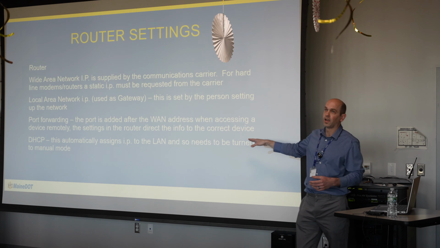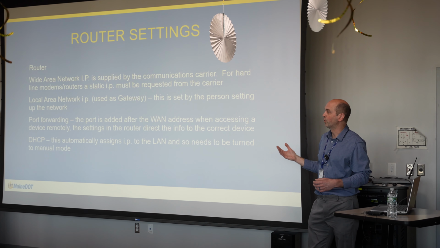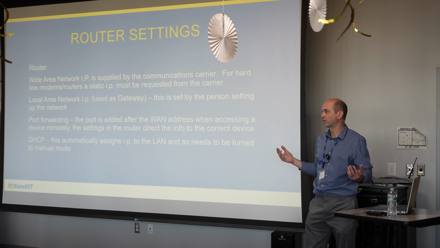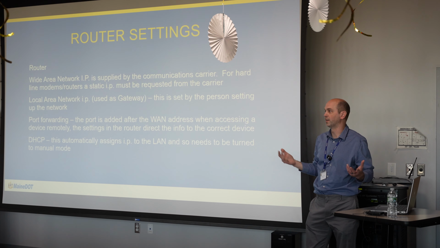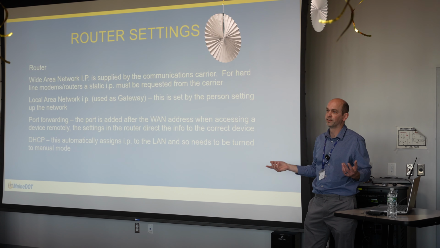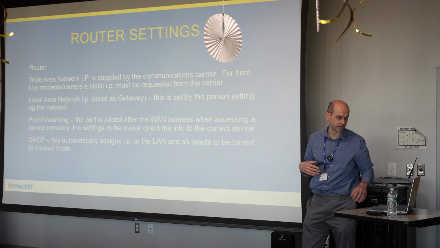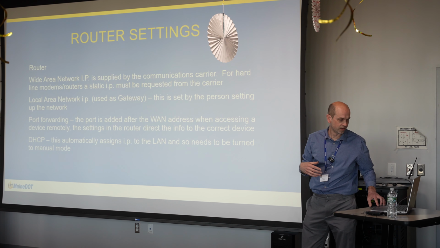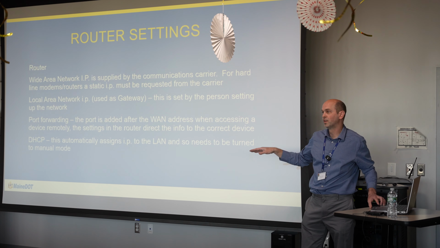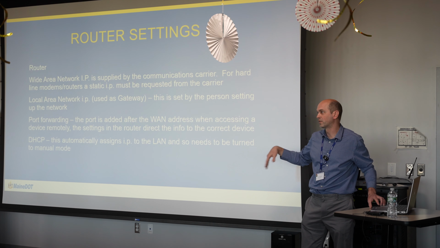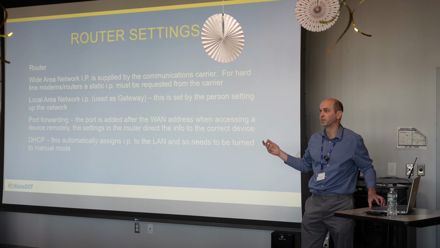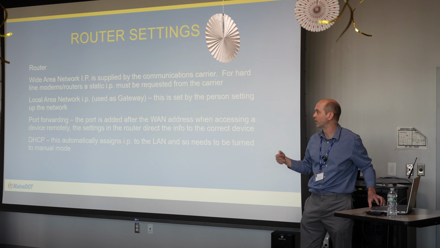Port forwarding is how, from the wide area network, it knows where it's going on the local area network. So the apartment number, basically. It's at the end of the IP address, you put it on. It gets to your router, and it redirects to the right device. Again, DHCP needs to be turned off. This also helps as a slight security measure, which means if someone plugs a random device in, it will not generate an IP address and be able to get on the network.